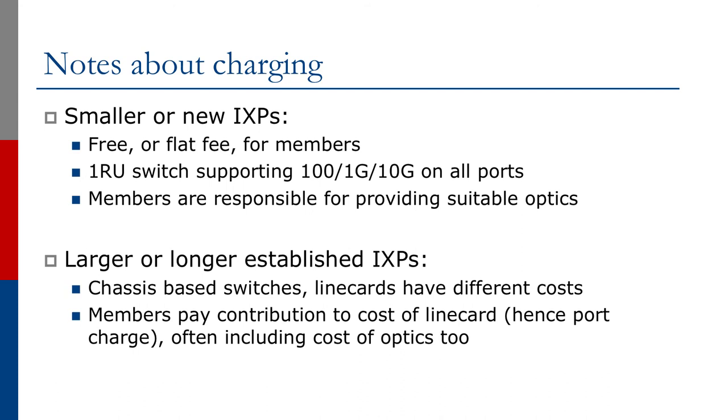Just some notes about charging before we finish this section. Smaller or new exchange points generally should be free or flat fee for members. A one rack unit switch supporting 100 meg, 1 gig and 10 gig on all ports is sufficient. Many vendors have many types of switches that meet this specification. And the members are responsible for providing suitable optics. Today, this is considered the standard of how we start new internet exchange points.